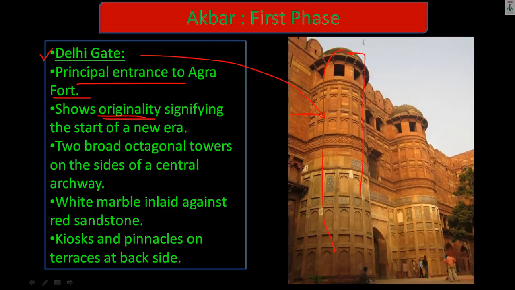And in this we can see white marble is inlaid against red sandstone. So this is white marble, this is red sandstone, and there are kiosks and pinnacles on the terraces at the backside. If we look at this gate from behind, which we cannot do in this image, we can see kiosks. A kiosk is nothing but a chhatri, an umbrella kind of structure, and they are at the back side. So this was Akbar's first major construction.